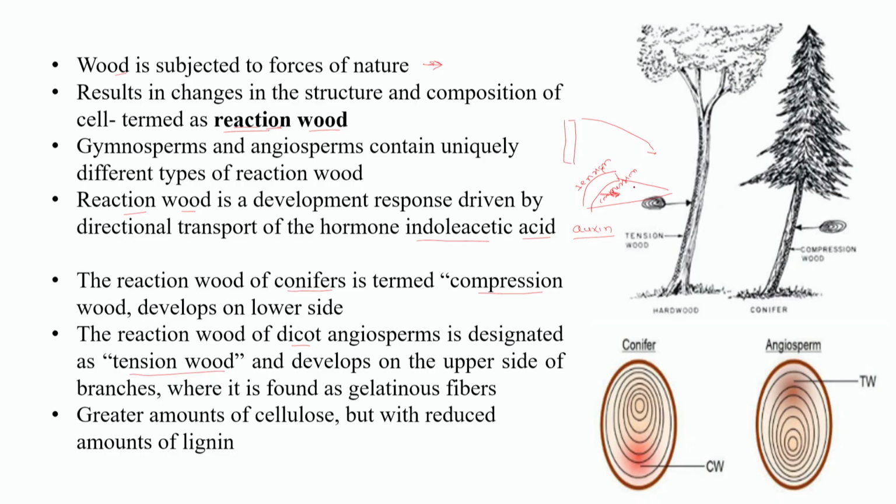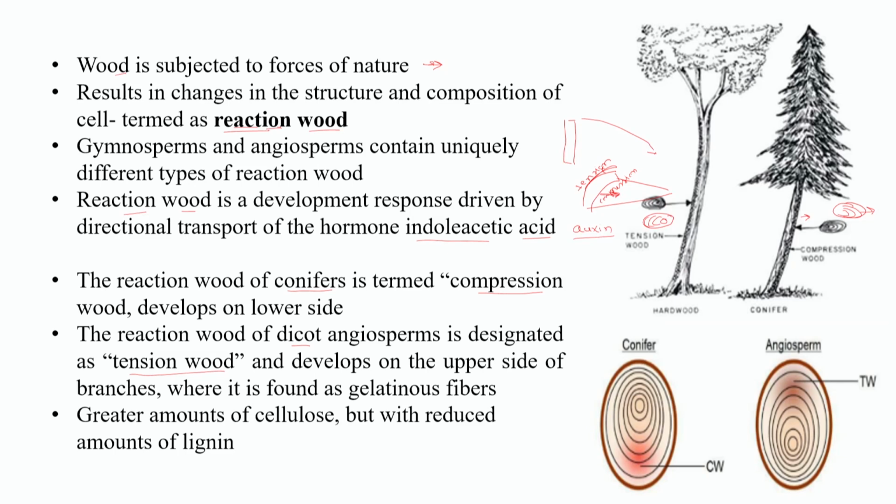In gymnosperm compression wood, you can see here that the growth ring formation is not exactly uniform, it is more on one side. In dicot also you can see that it is more on one side. In dicot it is generally on the upper side, so it is known as tension wood. It helps in pulling the stem back towards its normal position. In gymnosperm it is on the lower side, which might be useful in reducing the pressure which the plant is getting exerted.